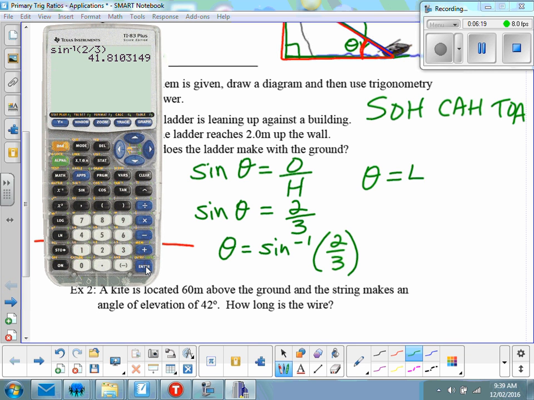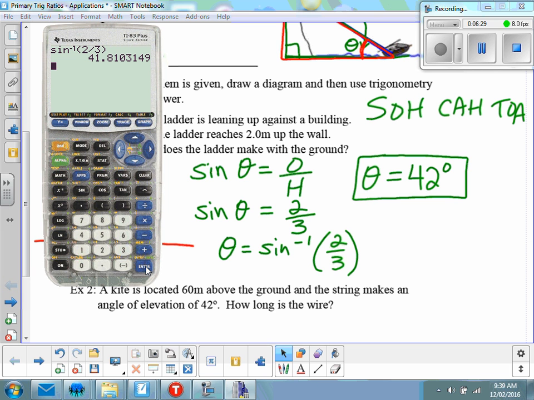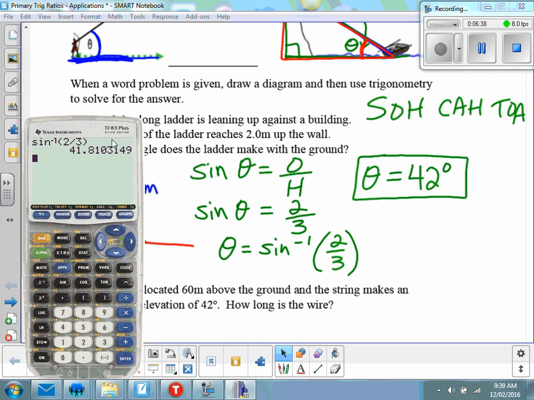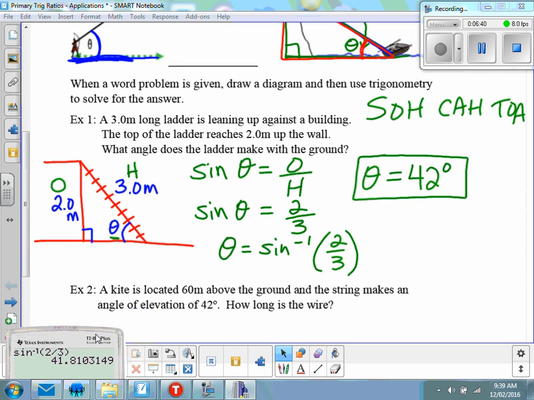And in any of these questions, if it doesn't say what to round it to, I would always round the angles to the nearest degree and the side lengths to 1 decimal place. Okay? Now, whoops, I almost forgot. Because this is a word problem, I need to answer the problem that was asked. So at the end of the question, it says, what angle does the ladder make with the ground?